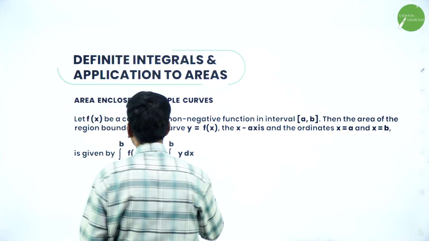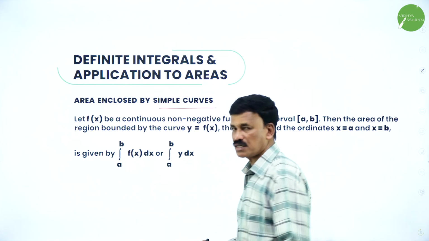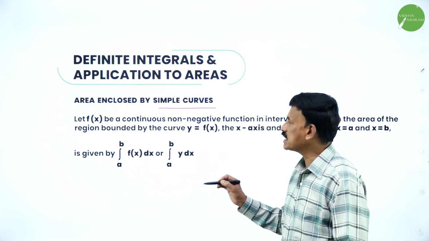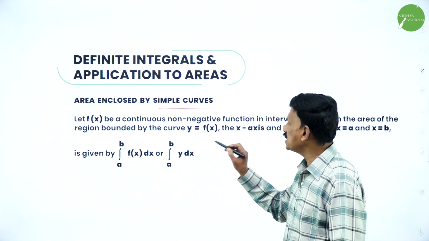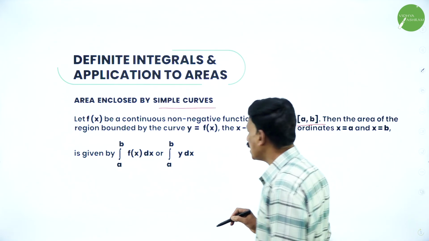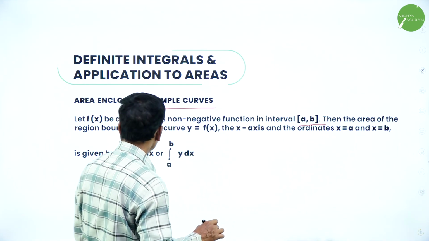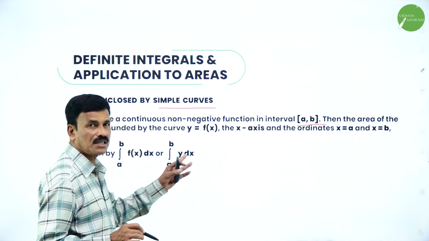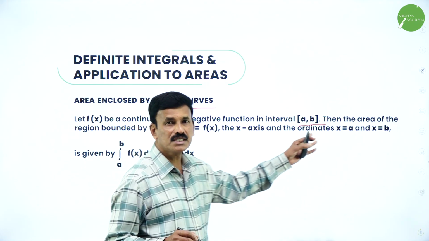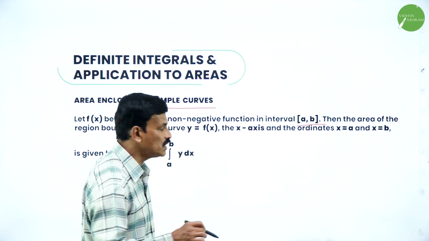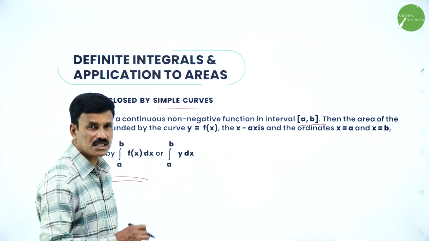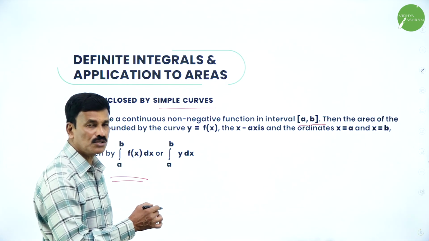Suppose the area enclosed by simple curves, let us consider a function f of x. Suppose f of x is a continuous, non-negative function in the closed interval a comma b. Then the area of the region bounded by the curve y is equal to f of x, the x-axis, and the ordinates x is equal to a and x is equal to b is given by integral a to b f of x dx, which is also equal to integral a to b y dx.